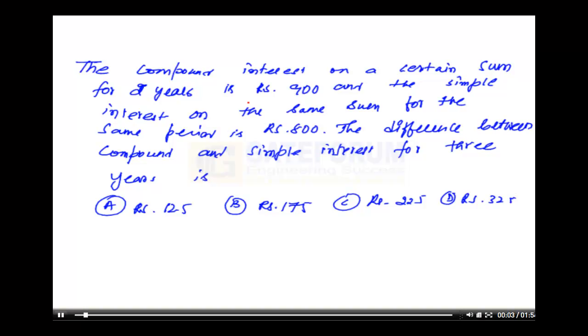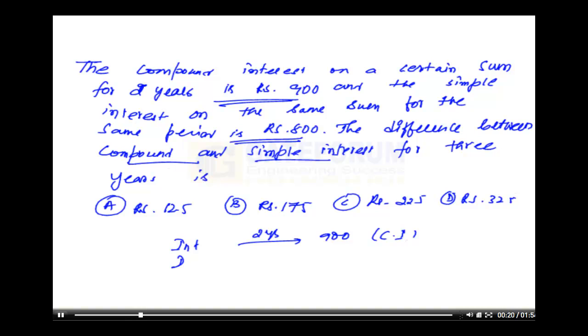Interest on a certain sum for 2 years is given as 900, whereas the simple interest for the same period is 800. Now we have to find the difference between compound and simple interest for 3 years. Now look here. Interest for 2 years is given as 900, which is compound interest, and the interest for 2 years on the same amount is 800 under simple interest. Now there is a difference of 100 rupees.